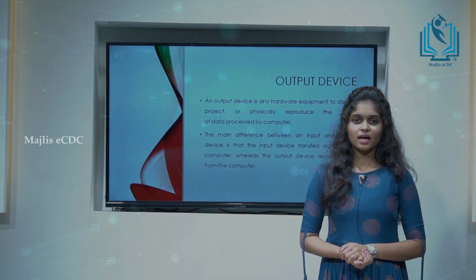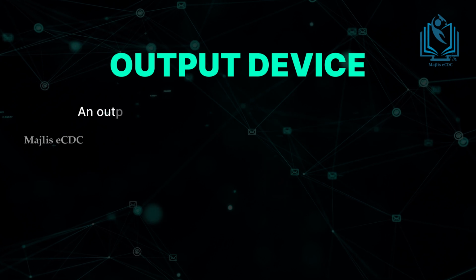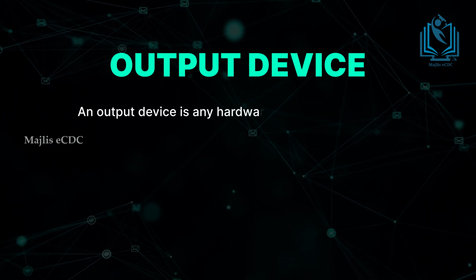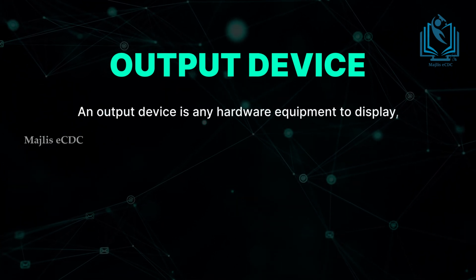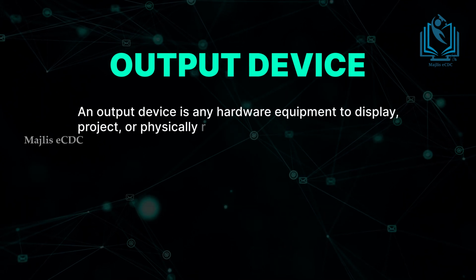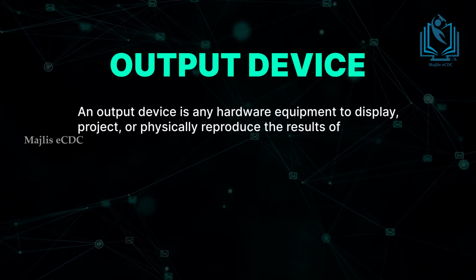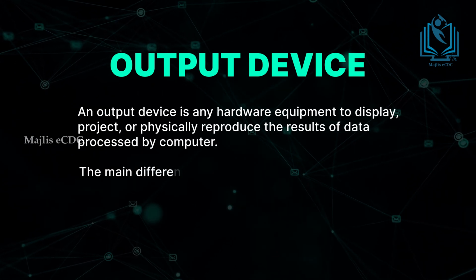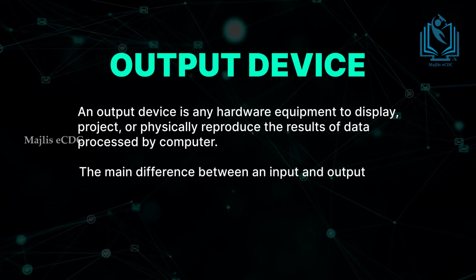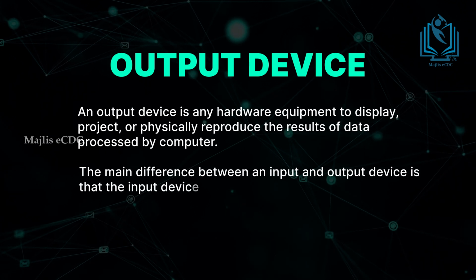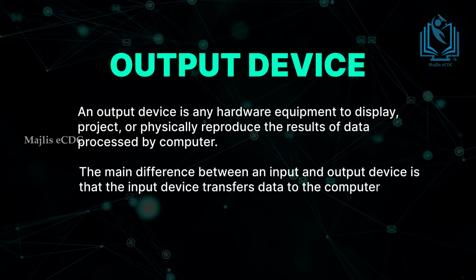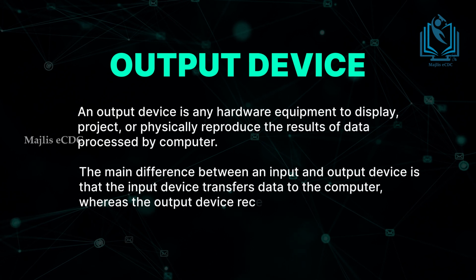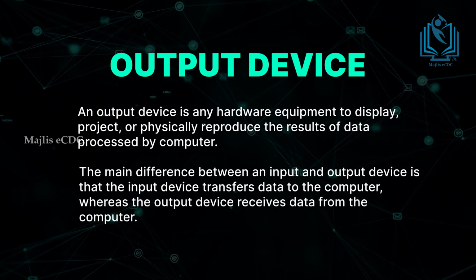Next we will discuss output devices. An output device is any hardware equipment used to display, project or physically reproduce the results of data processed by a computer. The main difference between an input and output device is that the input device transfers data to the computer, whereas the output device receives data from the computer.